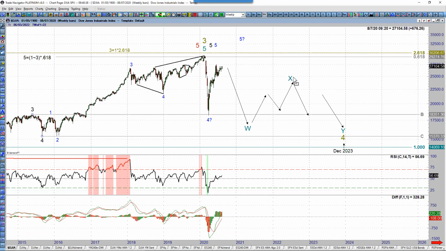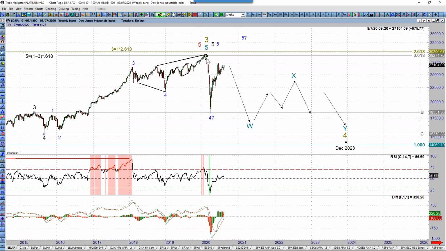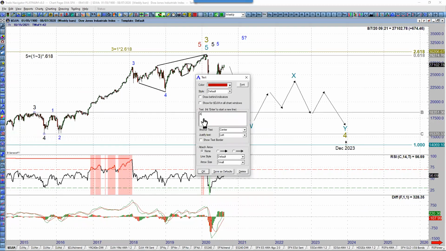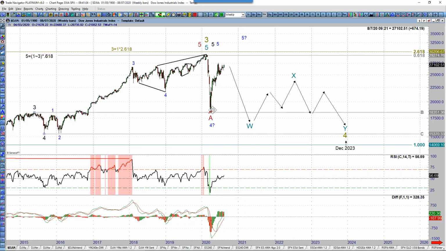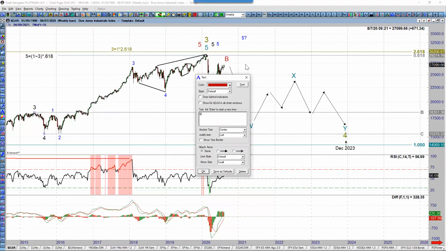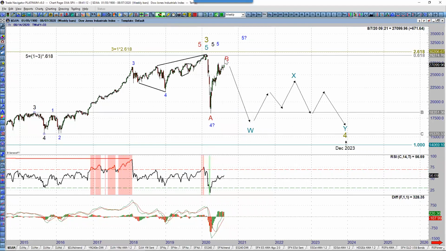So if the move down that happened very quickly from the February high to the March low was a 5-wave structure, then this would be an A. We would be in a B wave now. And then we get a C wave to the downside. That is only one of the possible structures that we could see.